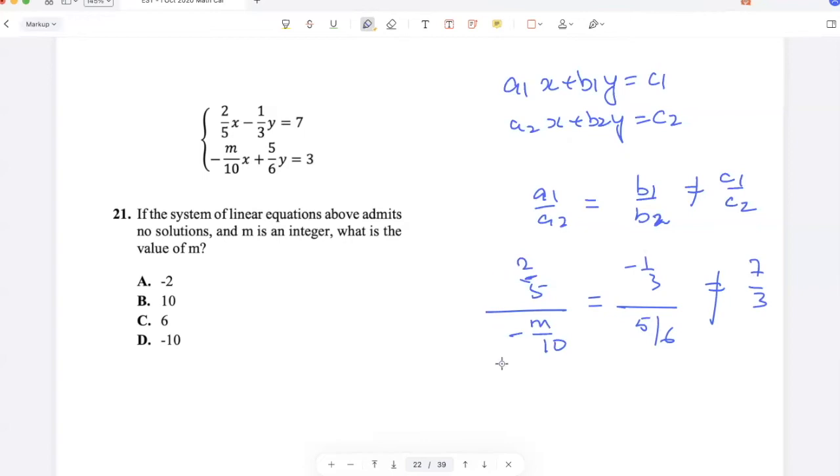Okay, so let's work with these two. 5 into 2 cancels, 3 into 2 cancels. And the minus cancels. So 2 into 2, 4 by m is 2 by 5. So 2 cancels with this. So m is 10. B.